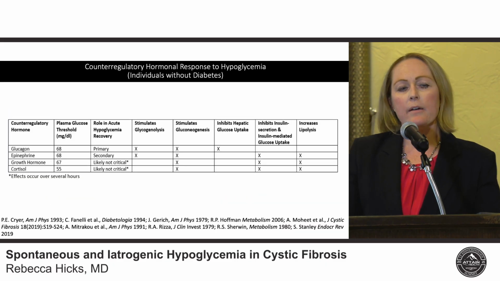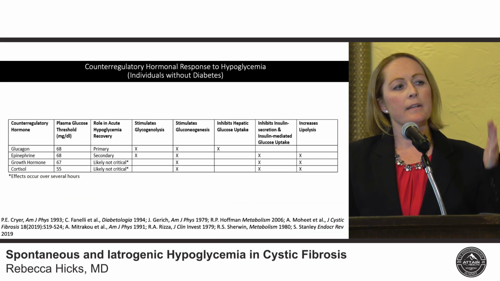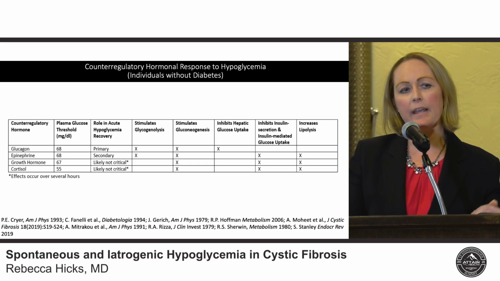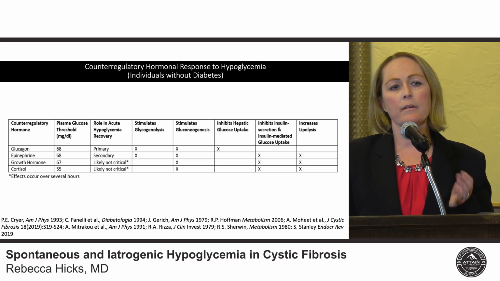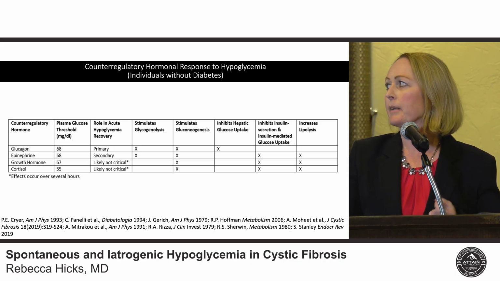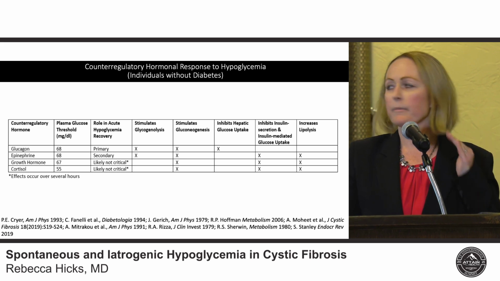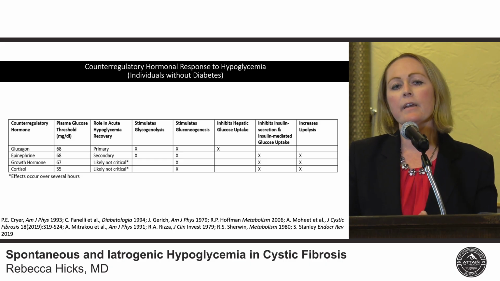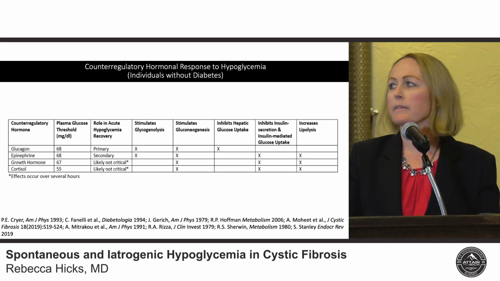So in individuals without diabetes, when the glucose level goes under 80, then the insulin levels start to be suppressed. As the glucose level drops further below 68, then you have an increase in glucagon and epinephrine. The glucagon role is primary and the epinephrine is secondary. And then growth hormone and cortisol start to be released a little bit lower, growth hormone at 67 and cortisol at 55. But those likely do not play a critical role in recovery from hypoglycemia, and the effects occur over several hours.